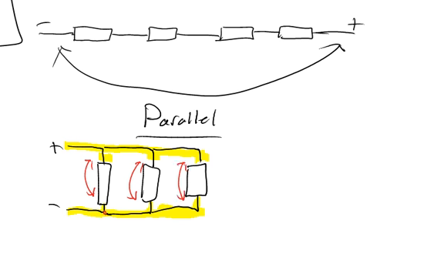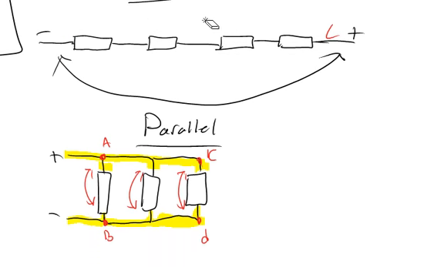So the voltage from here to here, from A to B, is the exact same as the voltage from C to D. That's different up here, in this area. The voltage from A to B is not necessarily the same as the voltage from A to D, or the voltage from D to C over here. They're not necessarily the same. So that's the main difference.